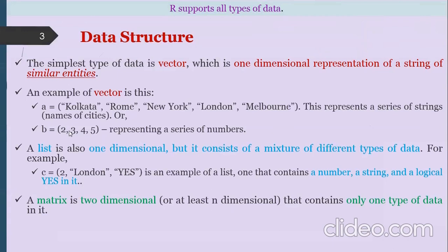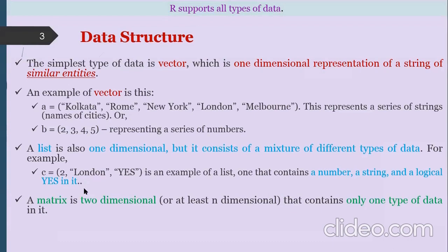So the type of the data will be the same, like strings, names of cities, series numbers, or logical arguments, but that will be two-dimensional. So there is a difference between vector and matrix. The vector will be one-dimensional, the matrix will be two-dimensional, and the rest of the things will be the same.